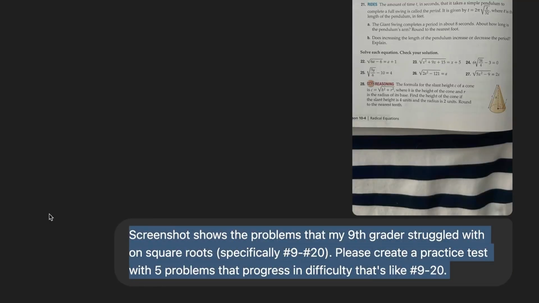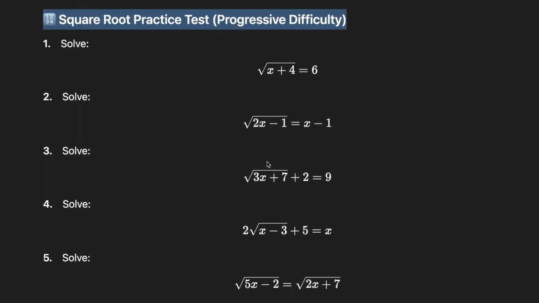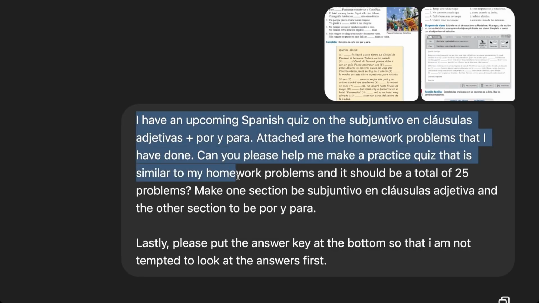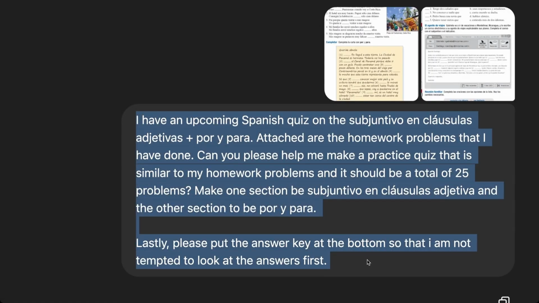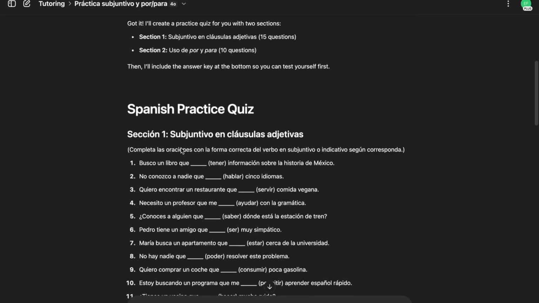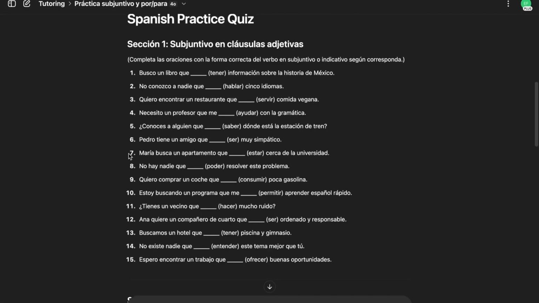Here is a prompt that I made for a practice test for my 9th grader who wants to retake their math exam on square roots. Here's another prompt that I made with my 11th grader who wanted to study for their upcoming Spanish exam using fill-in-the-blank problems and short answer problems.